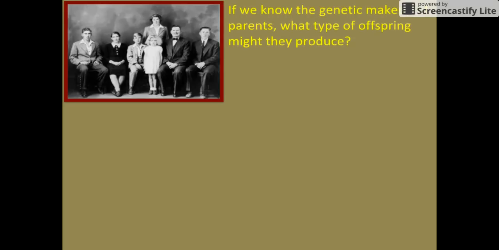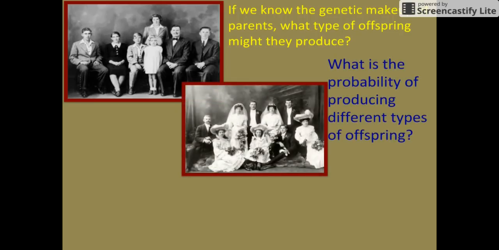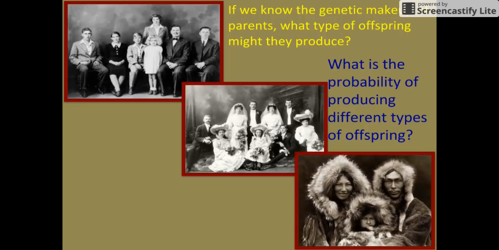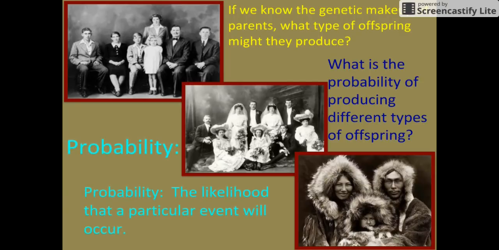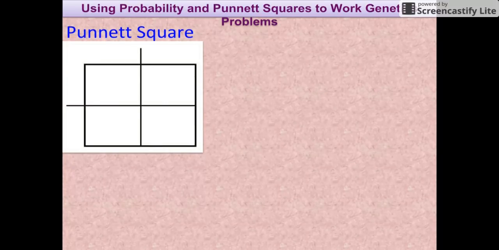So if we know the genetic makeup of parents, what type of offspring might they produce? These are some famous families. What is the probability of producing different types of offspring? Here we can see different nationalities of people with different characteristics. Probability is what we call the likelihood that a particular event will happen. So now we're going to use probability and Punnett squares to work genetics problems. A Punnett square looks like this. It's very exciting. It's a box that's squared off into 4 little boxes.